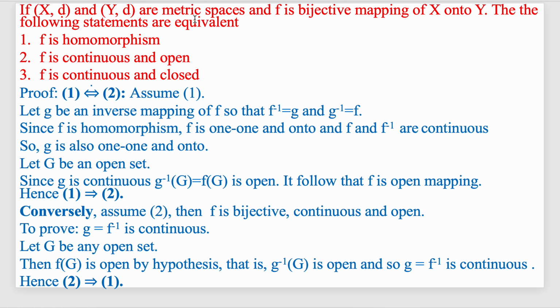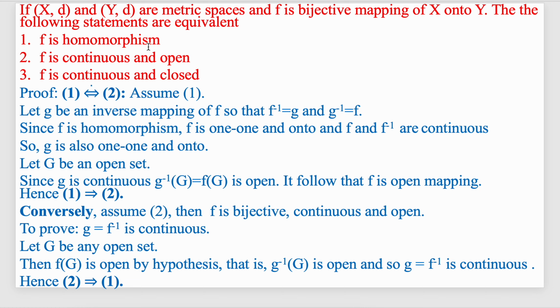Now one more result. If (X, d) and (Y, d') are metric spaces and f is a bijective mapping of X onto Y, the following statements are equivalent. First, f is a homeomorphism. Second, f is continuous and open. Third, f is continuous and closed.